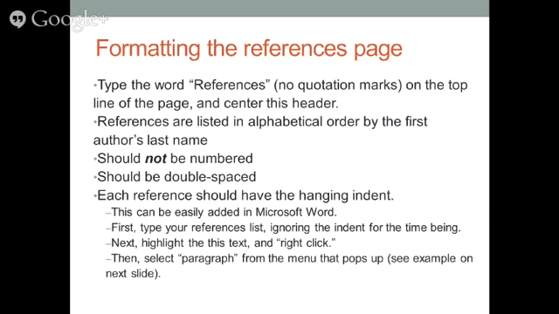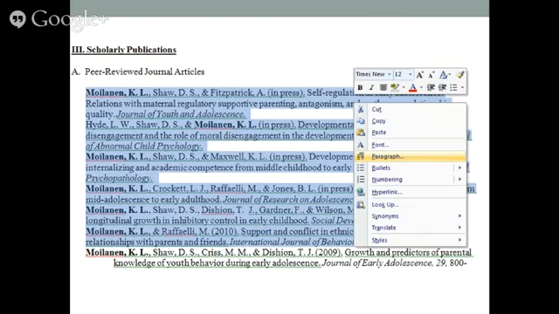So list the names. There should be no numbers, as you sometimes will see in medical journals. We don't use numbering in APA format. Now the entire page should be double-spaced, just like the rest of your paper, but all of the references should have what's called the hanging indent. The easy way to get this is described here, but I'll also depict how to do it on the next couple of slides. So first, type your references list, ignoring the indent for the time being.